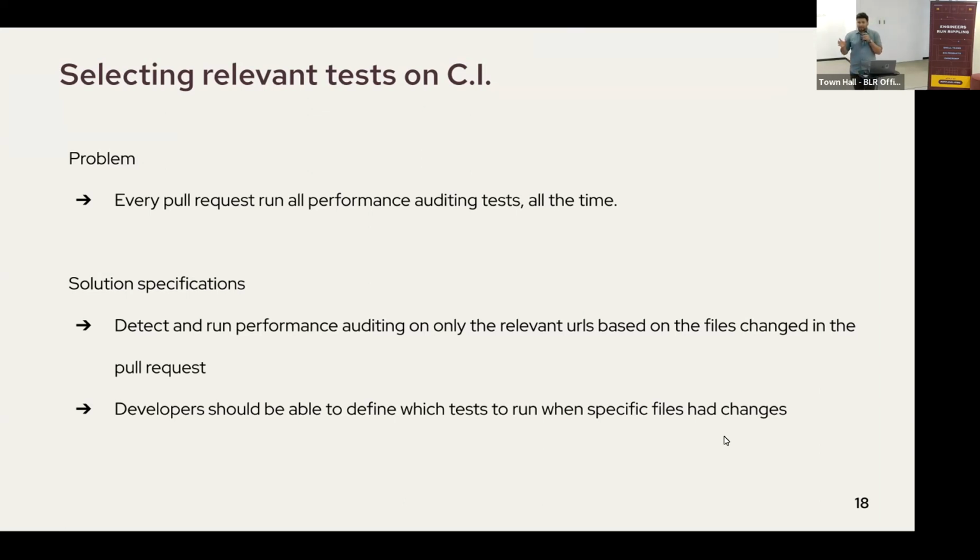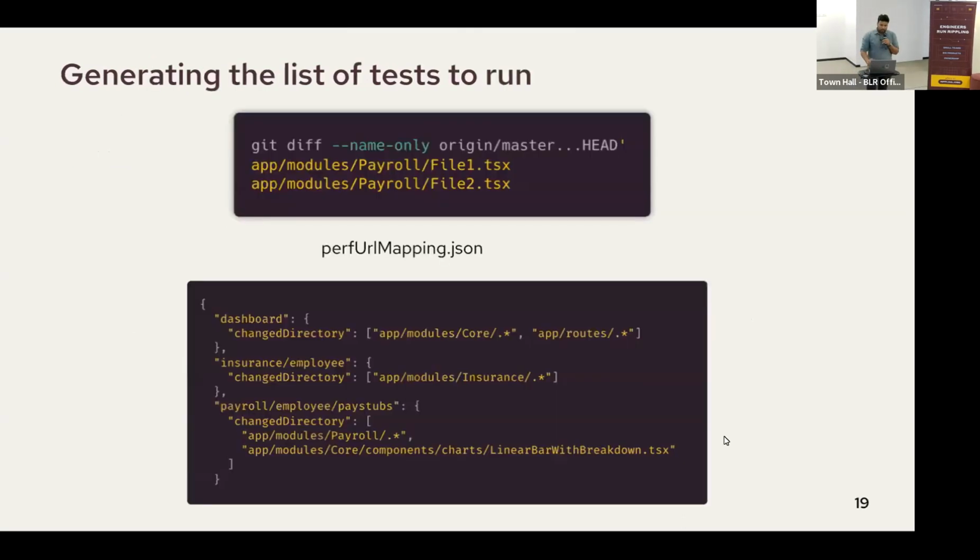You got the point? For example, let's say there are a total of 200 URLs and someone raises a PR. We don't want to run the performance auditing on those 200 URLs, because I know that in this PR, only specific 5 to 10 URLs will be affected. So I want to run the performance auditing only on those 5 to 10 URLs. So how do we do that?